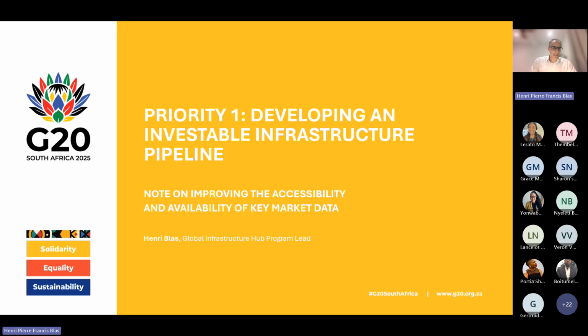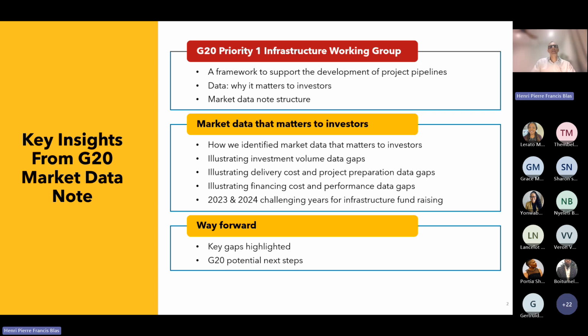Okay, so let's get started. The presentation will be structured in three parts. First, I'm going to go through that quickly. It's basically the priority one of the G20 Infrastructure Working Group, but Tim already mentioned what we're working on and how that work on market data fits in. But I'll still summarize again what we have done there.